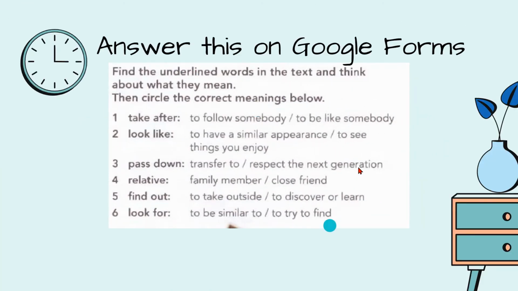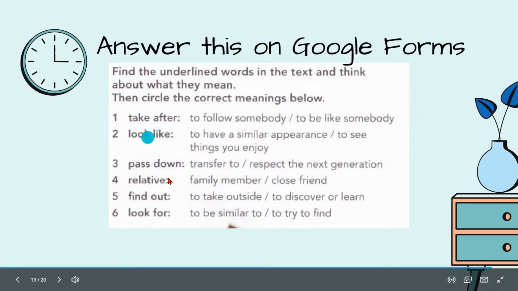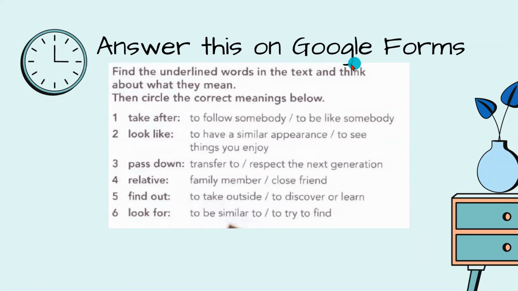Now, I would like you to answer this on Google Forms. The link is in the description below. You have to find the underlined words in the text and think about what they mean. Then circle the correct meanings below. If you do this on Google Forms, you just have to choose the correct meaning.